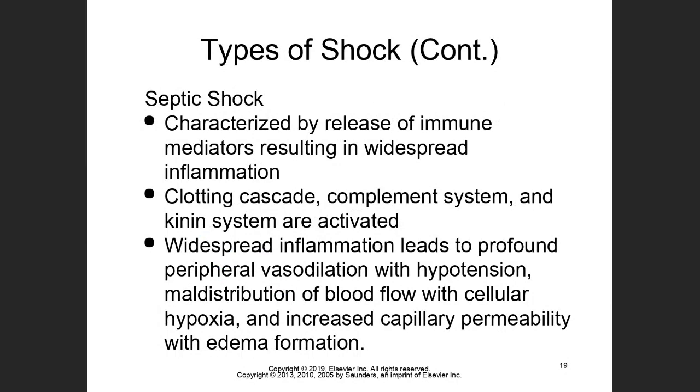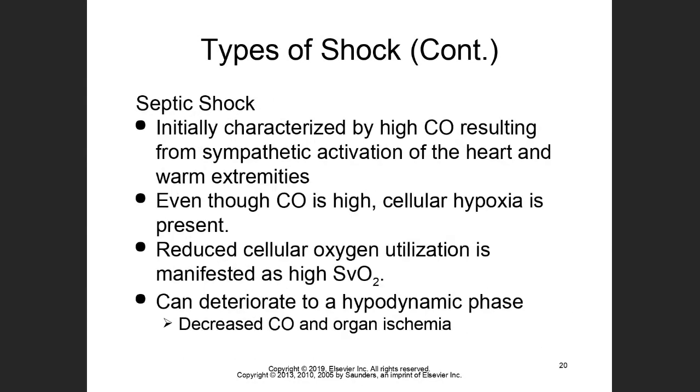Also, you could activate the coagulation cascade and produce pulmonary embolism. Widespread inflammation leads to profound peripheral vasodilation with hypotension, maldistribution of blood flow with cellular hypoxia, and increased capillary permeability. This permeability leads to edema. Septic shock, initially characterized by high cardiac output, is the only shock in which the cardiac output is increased.